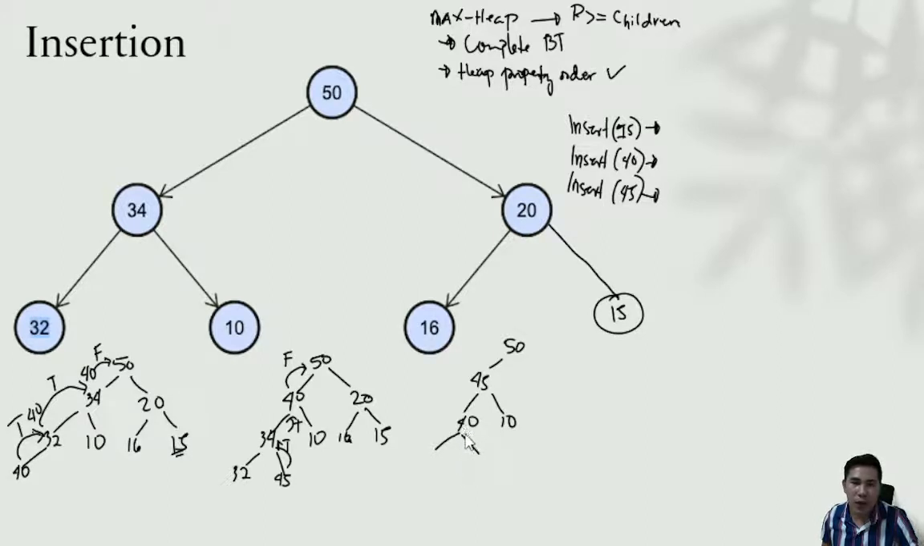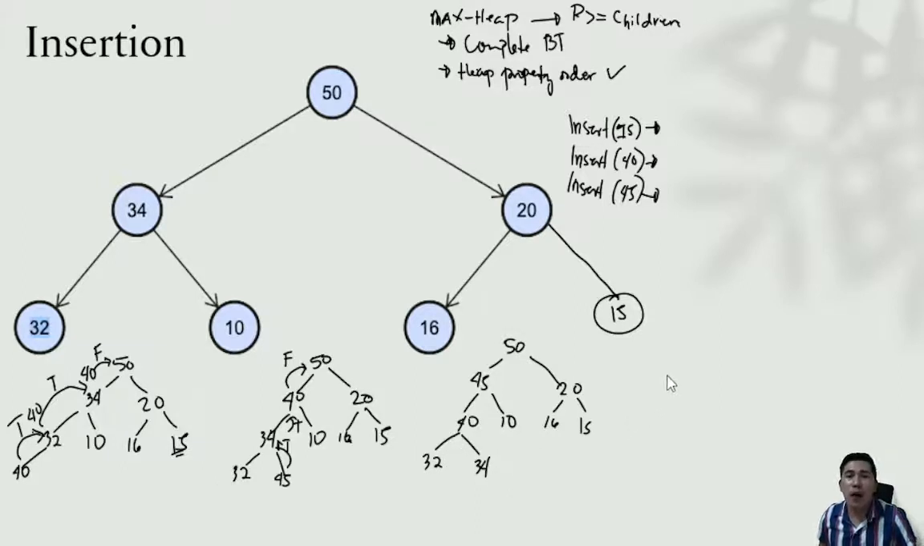This is 45, 40 and 34, yeah, they have been swapped, and then you have here 32, okay? Have here 20, 16, and 15. So that is now the updated binary heap in your binary tree. Okay? So 50, 45, 40, 10, 32, and 34.